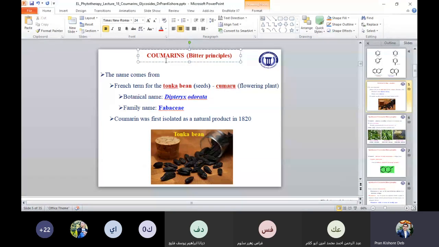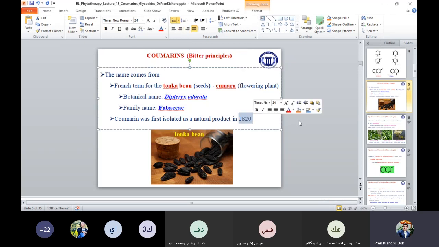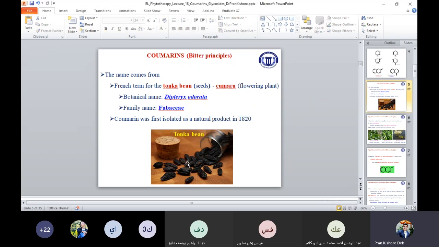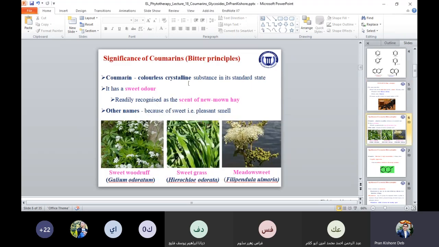Coumarins, again, the name comes from the French term for the tonka bean. Bean means seeds, which is known as coumarou. Coumarou is the name of a flowering plant. The botanical name is Dipteryx odorata, which belongs to the family Fabaceae. Coumarin was first isolated as a natural product in 1820. You can see the picture of the tonka bean here, from which the name originated.